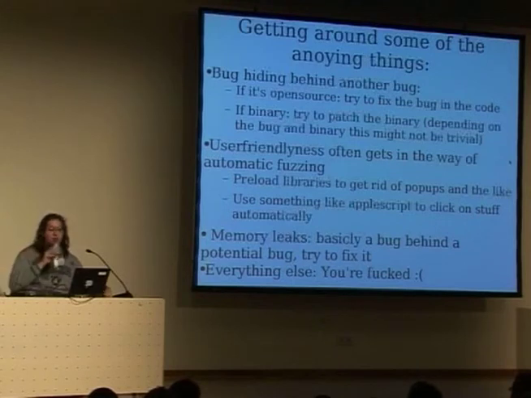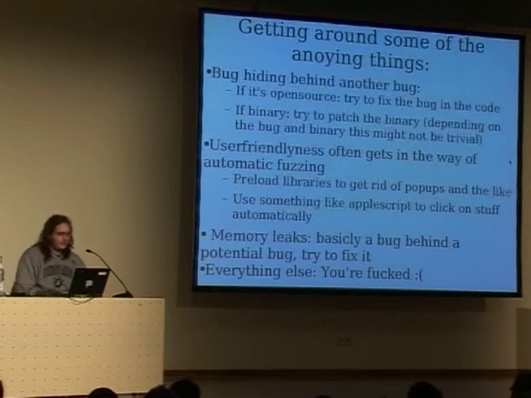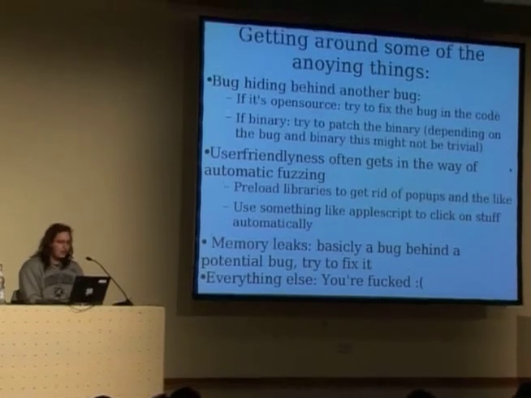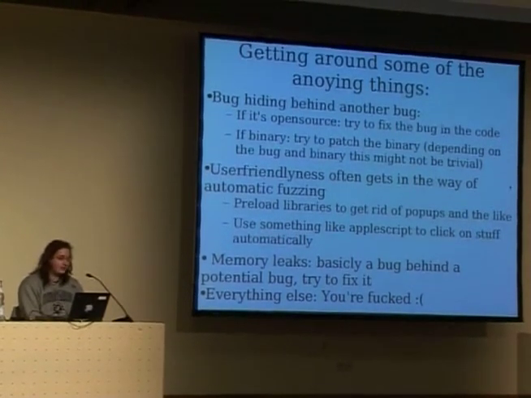Right. So, getting rid of these annoyances. Bug hiding behind a bug: if it's open source, track the bug down and just fix it. If it's binary, you're kind of not so lucky, because if you can track it down and patch it in the binary, depending upon what kind of bug it is, it might be trivial, but it might also be very hard. You might also be able to, which I'll cover in the next one, if you can isolate where it is, preload it.